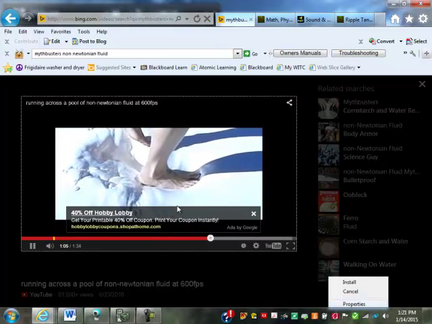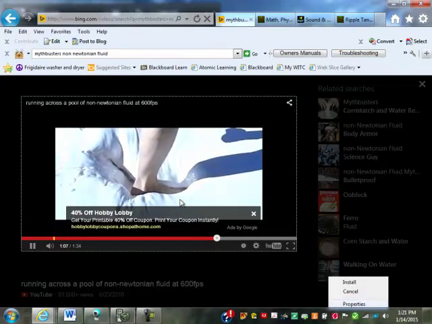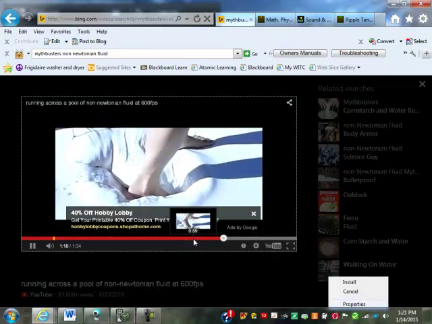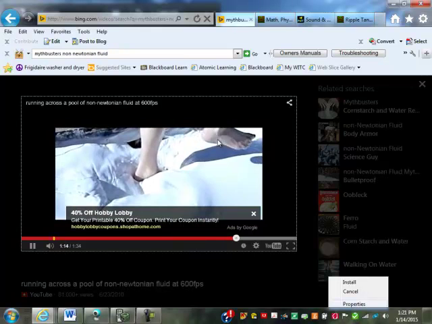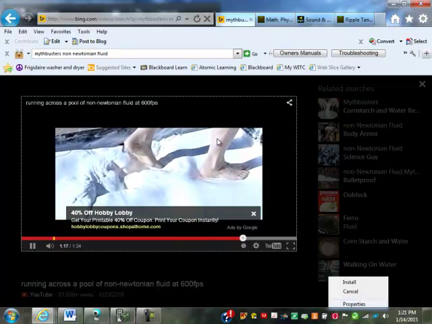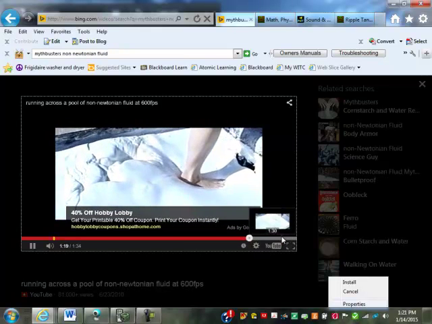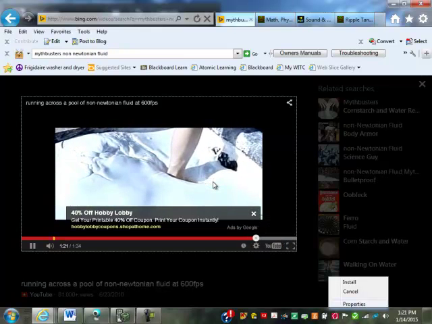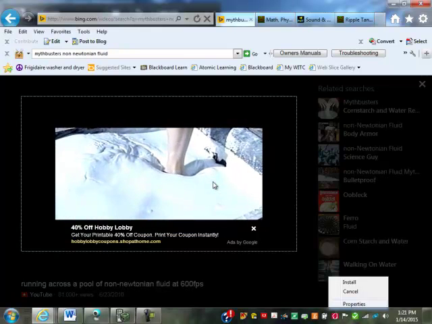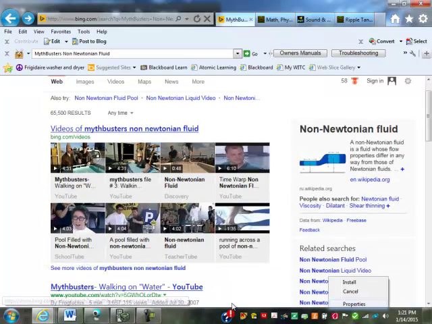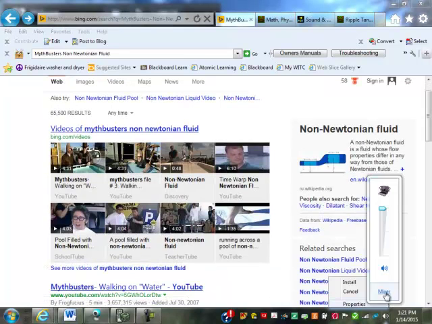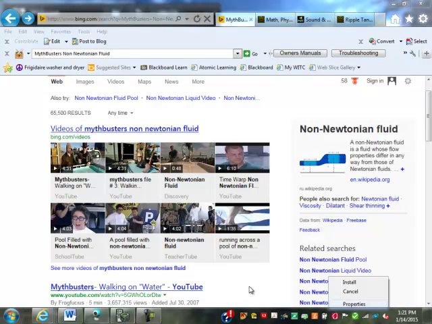Let's get to the punch. His feet, when he comes down quickly, it acts like a solid and it doesn't let his feet sink in. He can run across it. And you see it's not even sticking to his feet at all. That's cornstarch and water again. What's that? It's just the mixture. There's several other non-Newtonian fluids that you can do.